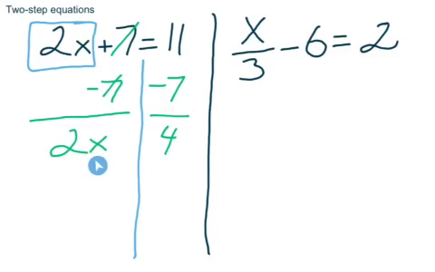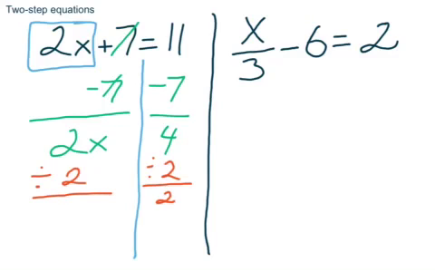Now at this point, I've cleared away everything from my variable, and so I just need to get rid of the coefficient. I've got a 2x. That means that that 2 is multiplying the x, so the inverse of that is going to be to divide. So I'm going to divide both sides by 2. I'm left with 2 on this side. These will cancel, and I'm left with an x.